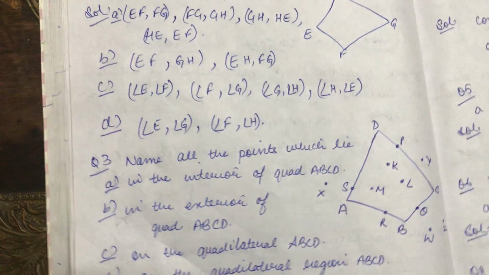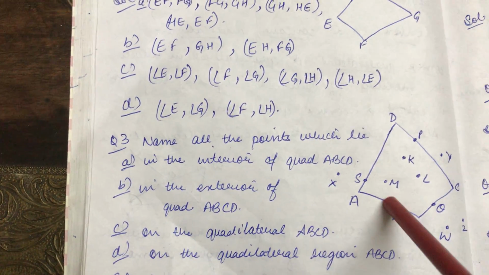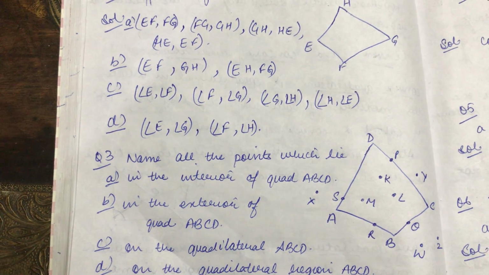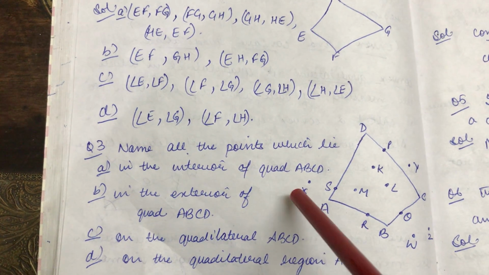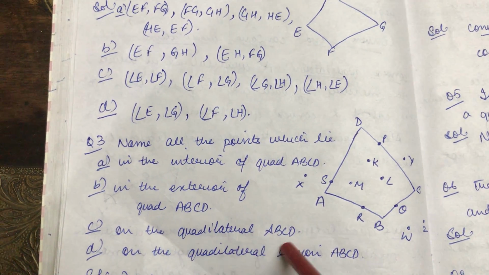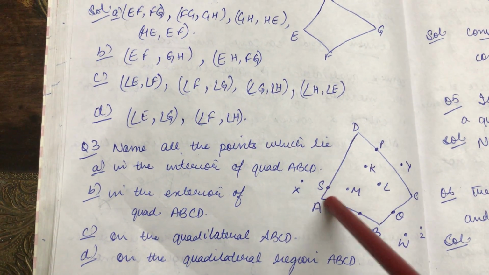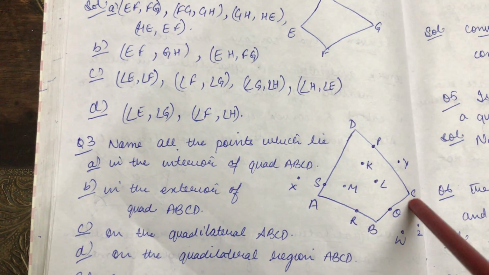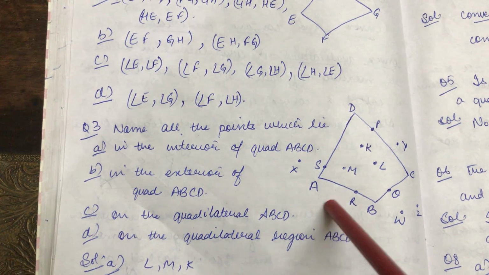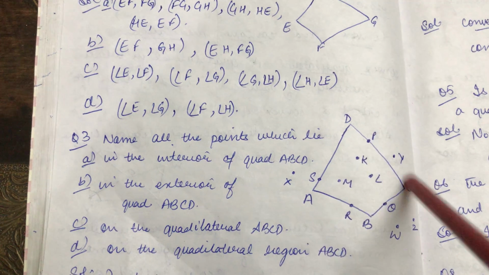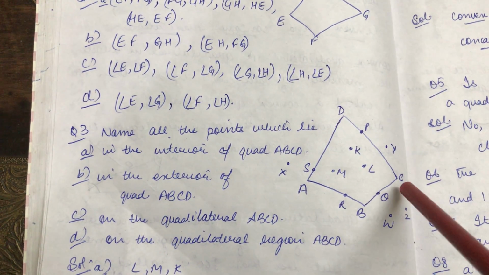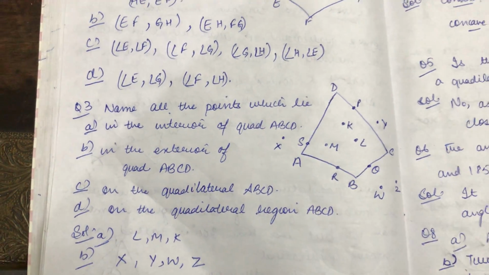Next question is, name all the points which lie in the interior of quadrilateral ABCD in this figure. The points L, M and K are in the interior. Exterior, we have X, W, Z and Y. On the quadrilateral, means on the boundary, we have A, S, D, P, C, Q, B, R. On the quadrilateral region means including all the boundary points and the interior. So we have L, M, K, A, S, D, P, C, Q, B, R.